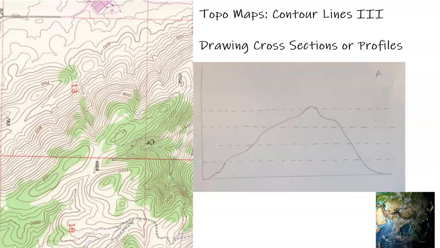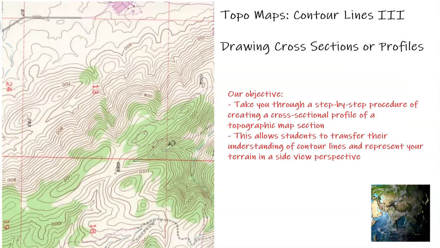Welcome back. This is the topographic maps video on contour lines number 3. This is the third installment going through what a contour line is, how we draw them, and the rules linked with these contour lines. This video is going to take you through a step-by-step procedure of how you create your cross-sectional profile of a given location or given area on the map you're provided.